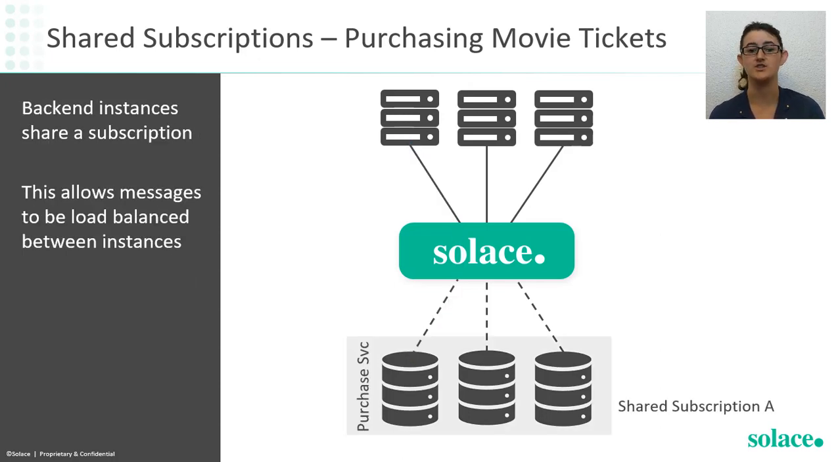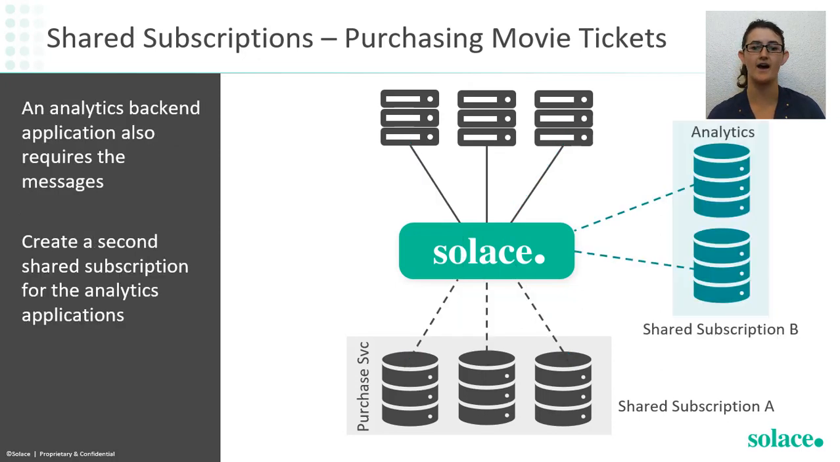Back-end instances, to achieve this, will have what's called a shared subscription. This allows messages to be load balanced between a group of instances. So here we have shared subscription A being listened to by 3 instances of our purchase service. Any of the requests that come in to purchase movie tickets will be routed to only one of these different instances.